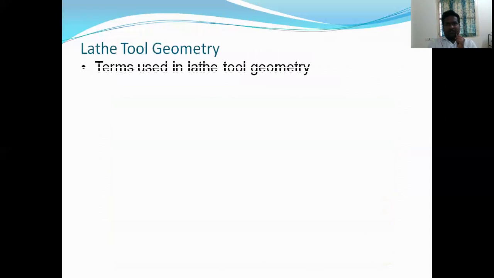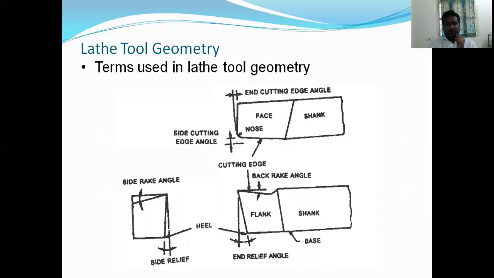Now we are going to discuss lathe tool geometry, right? Observing the terms used in lathe tool geometry, we have different types of edges here that will be discussed now. So this is the lathe tool geometry, right? This is our tool, with different types of views. The entire lathe tool is here. Different views are here: front view, top view, and side view. So we are observing different types of geometry on our cutting tool.